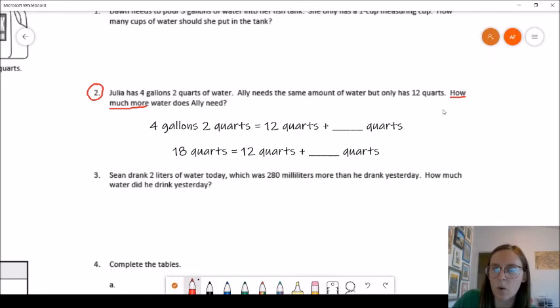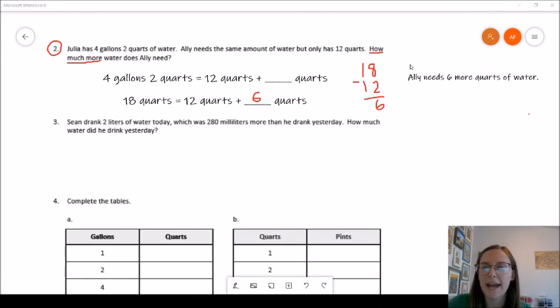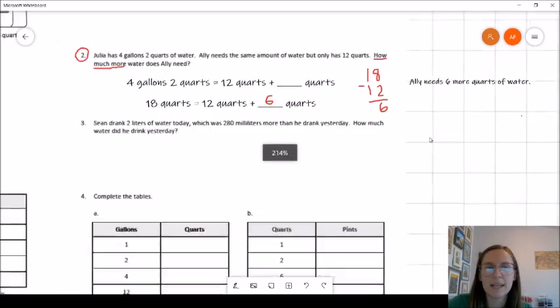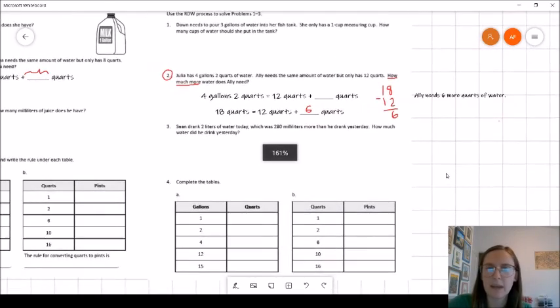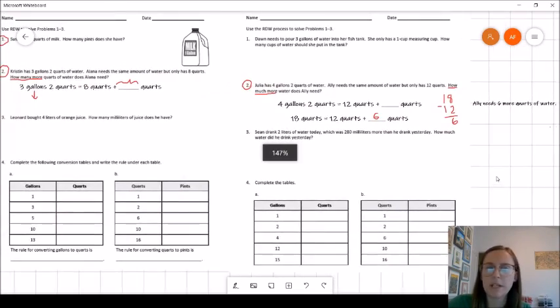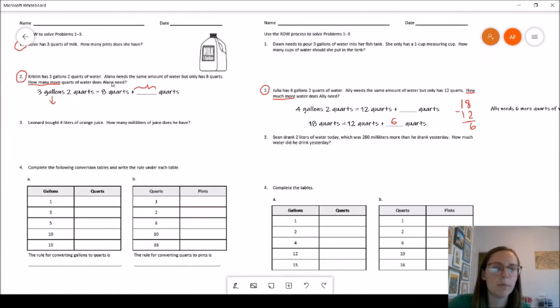So the 18 quarts that Allie needs in all minus the 12 quarts that she already has means that she needs 6 more quarts in order to have those 18 quarts, because 12 quarts plus 6 quarts will give us 18 quarts. My answer would be that Allie needs 6 more quarts of water. That is an example of how you will solve this type of question. So it will be very similar to how you will solve question 2 in your problem set.